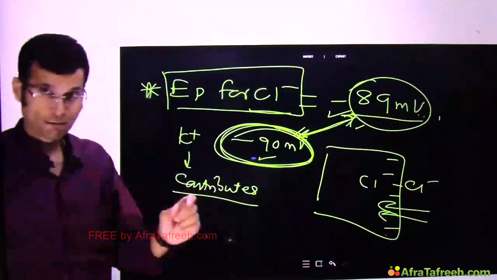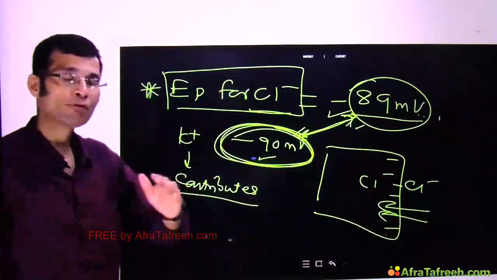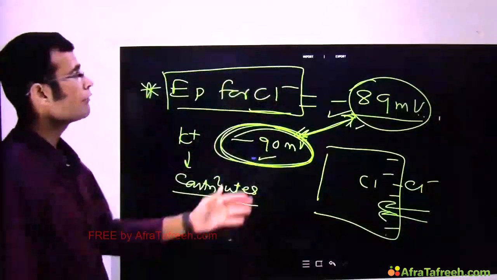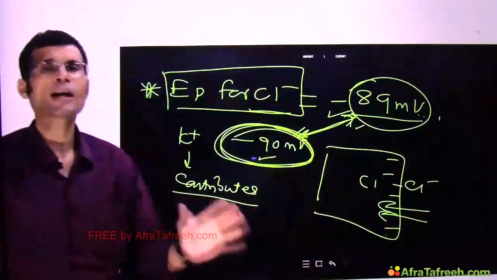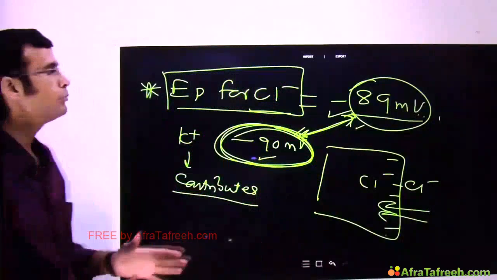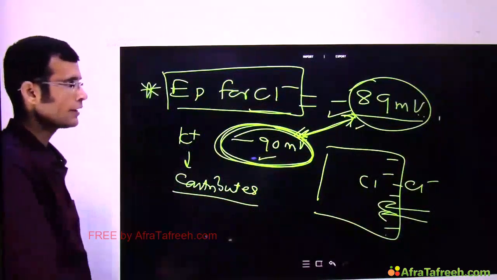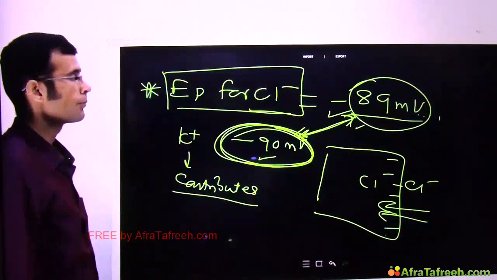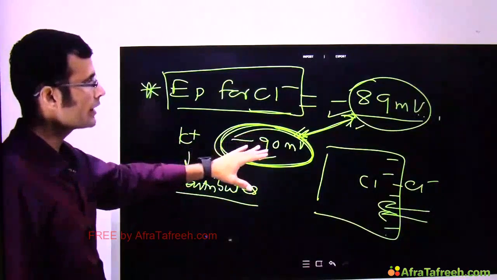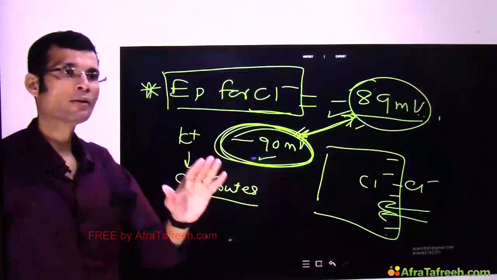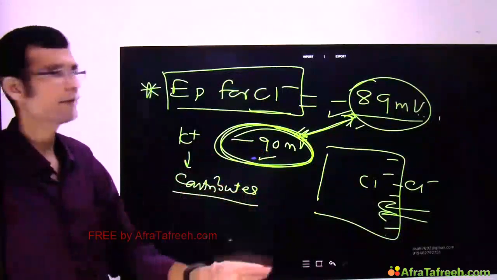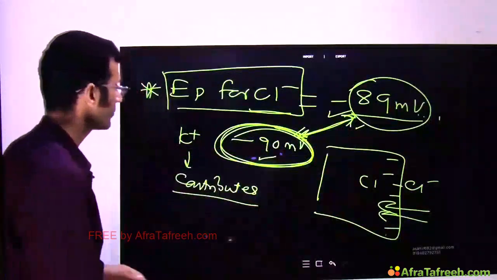And if the membrane potential has moved far away from the equilibrium potential for an ion, then the ion movement will be much larger. So this point needs to be clearly understood, and therefore when the membrane is resting, chloride will be almost in equilibrium. The value is very, very close.